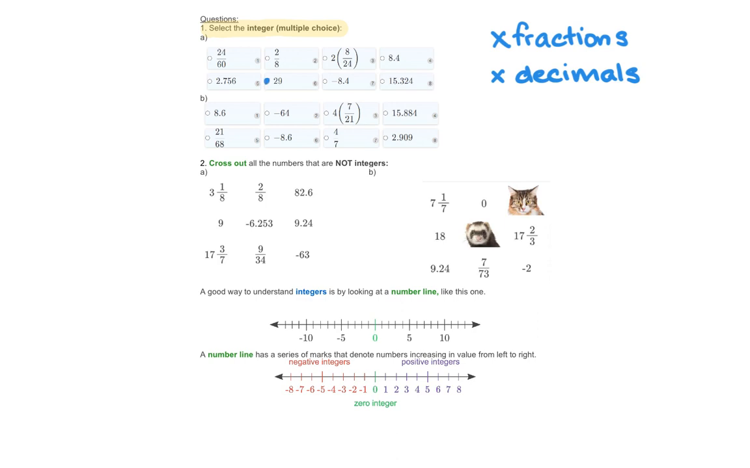Okay, so hopefully you had a good go at that. The first answer is 29. The second answer is -64. Now we're crossing out the numbers that are not integers. So all the decimals and fractions are being crossed out. That leaves us with 9 and 63, -63. And we end up with 0, 18, and -2. Okay, let's keep going.